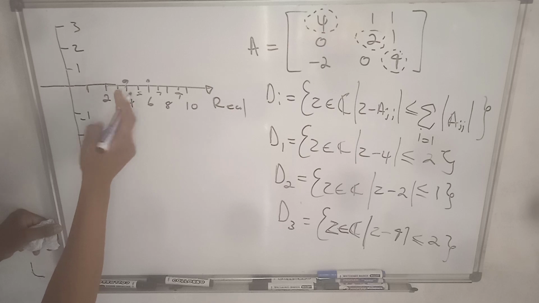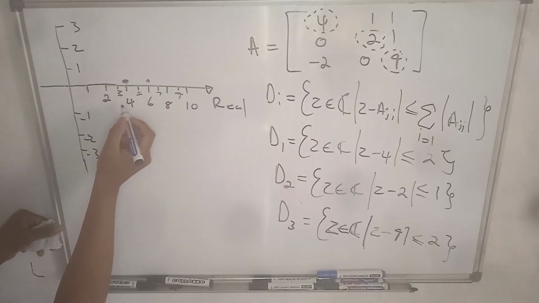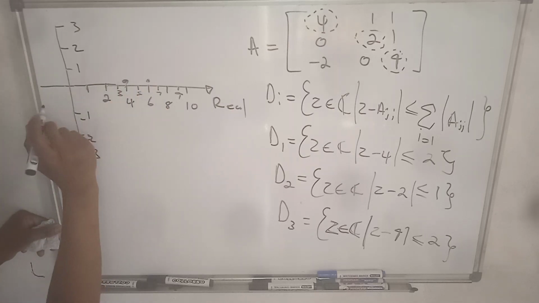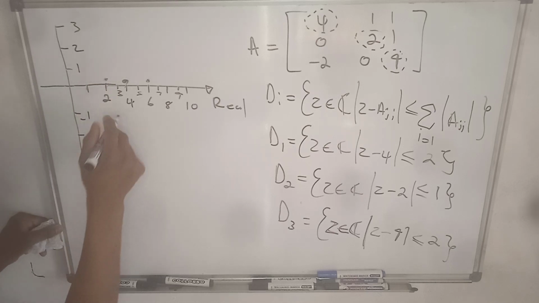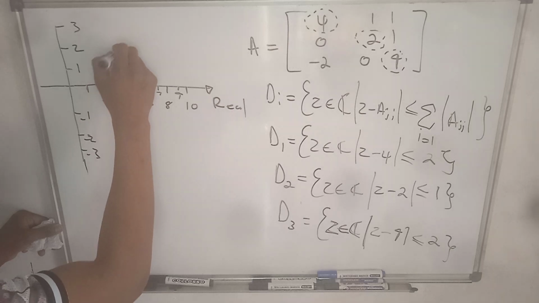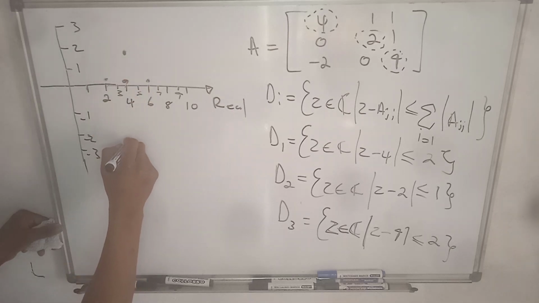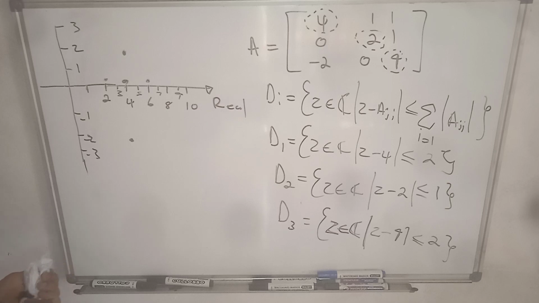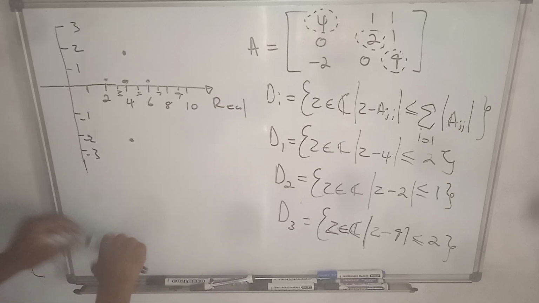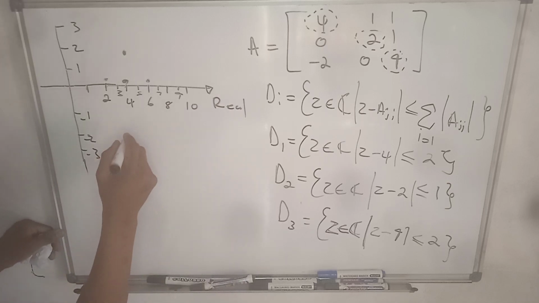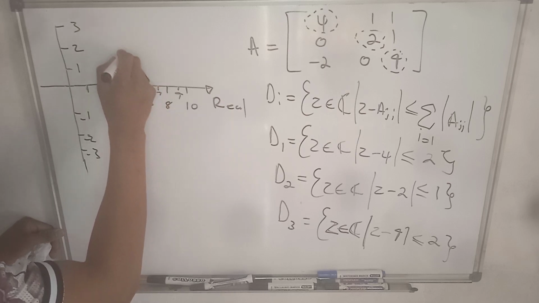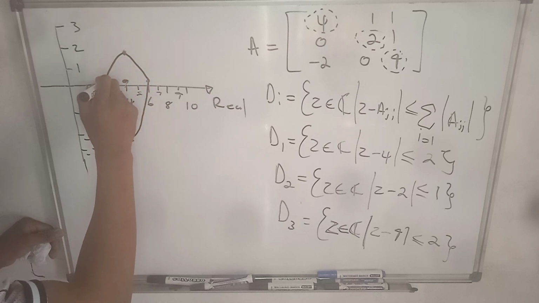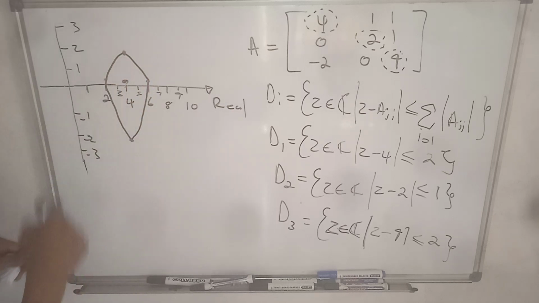If I take this 4 and go this side, 4 minus 2 is just 2, so it will be somewhere here. My radius is 2 going up and 2 going down. So that's what I have there. When I'm drawing this circle, it's going to go like this.